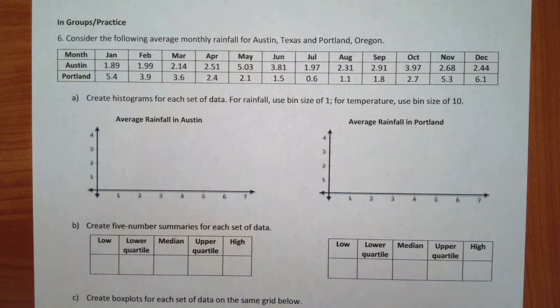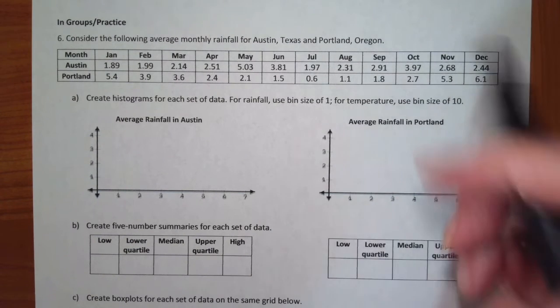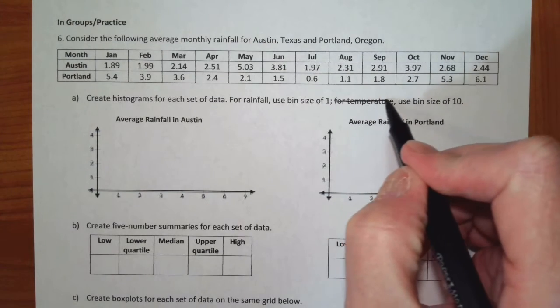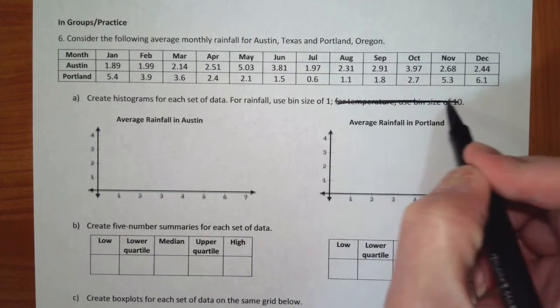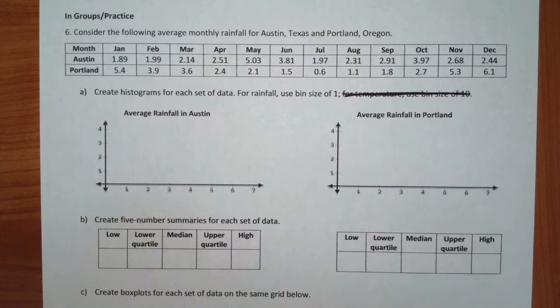Okay, so I looked at the average rainfall for Austin and for Portland. Portland is where I grew up, and it's interesting that the two cities have approximately the same amount of rainfall each year, but it's spread out very differently, so it compares a couple of different things. Okay, so the first thing is, you can cross that off. We're only going to be looking at rainfall, so all we're going to look at is the bin size of 1.